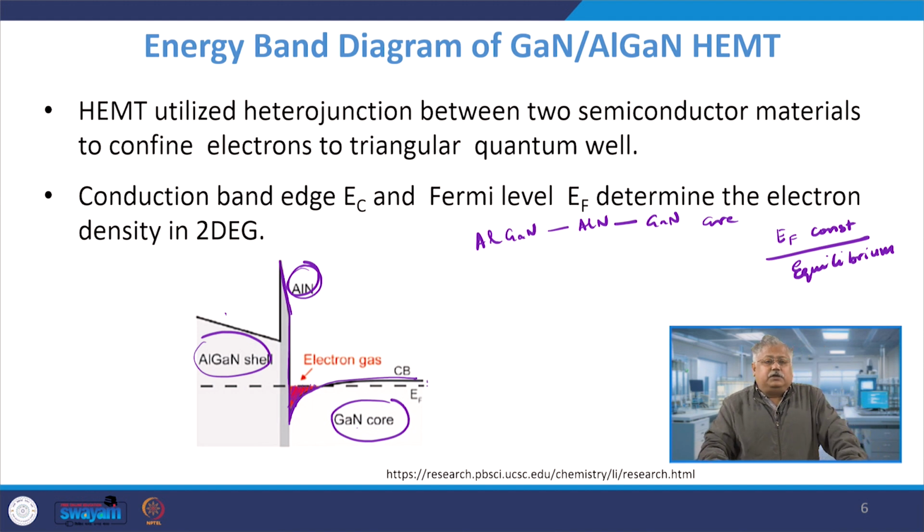The advantage of this is that the scatterings are very low here, and that is the reason it almost behaves like a ballistic phenomenon, if not totally ballistic. It almost behaves like a ballistic flow of charge carriers. So, I have this aluminum gallium nitride shell, and then an aluminum nitride layer followed by the electron gas here, and we have Cb and Ef, the Fermi level, here.